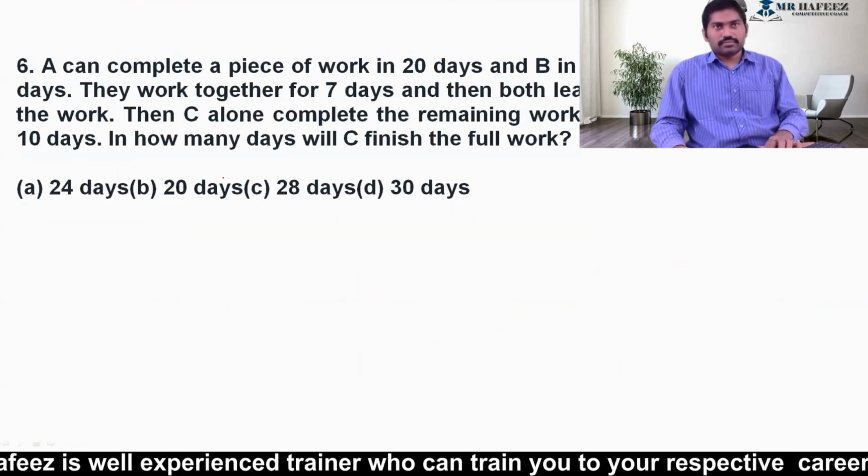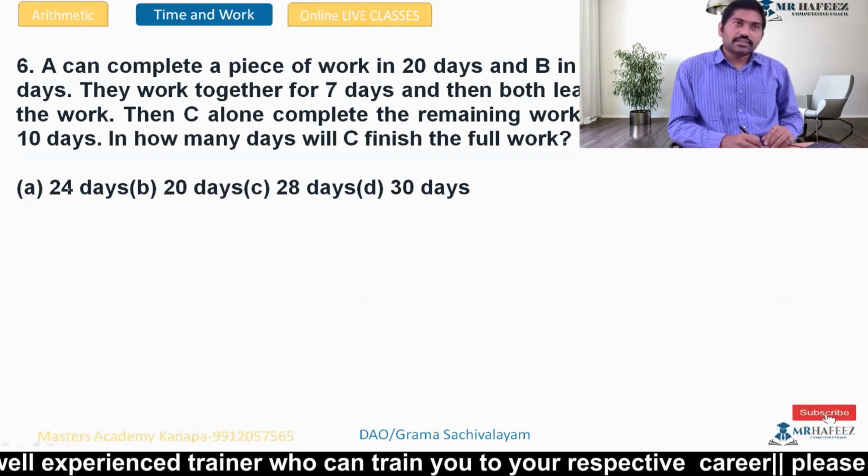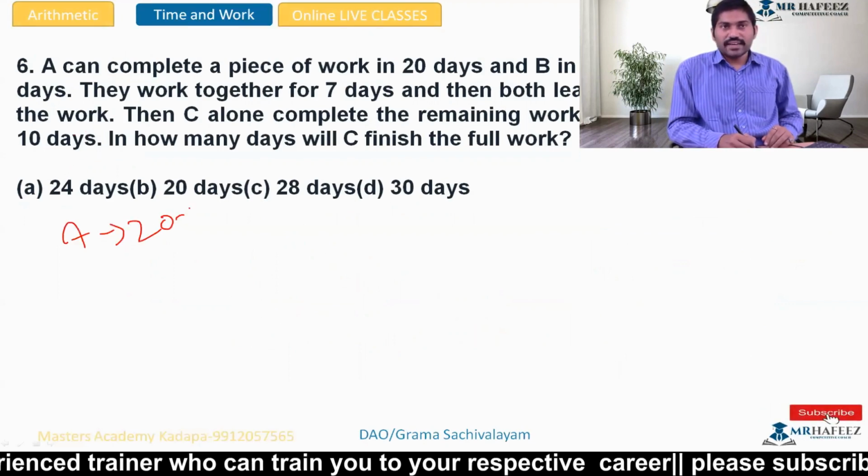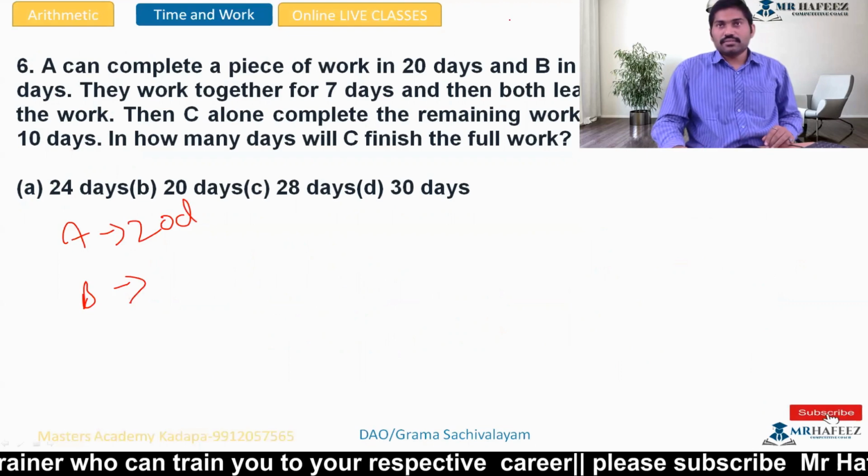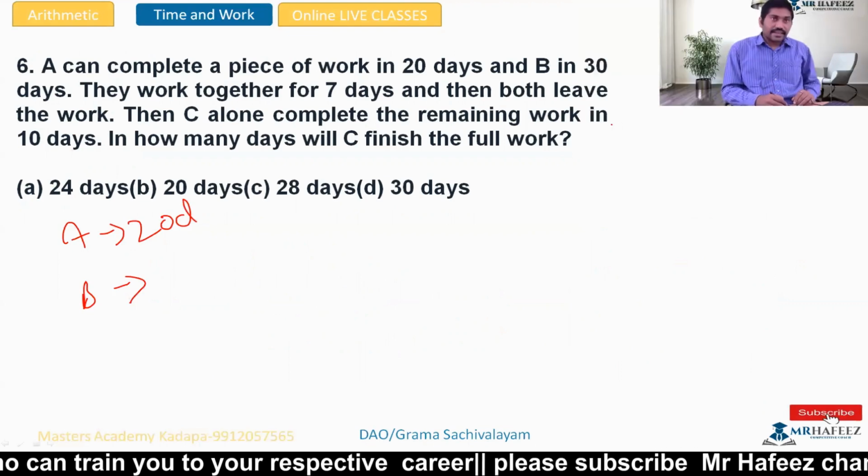Next. A can complete a piece of work in 20 days, B in 30 days.